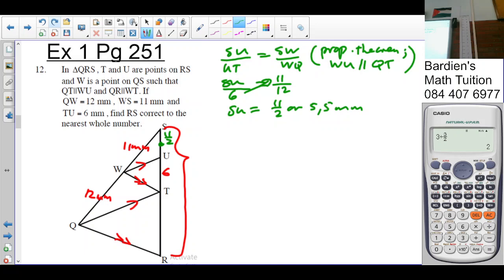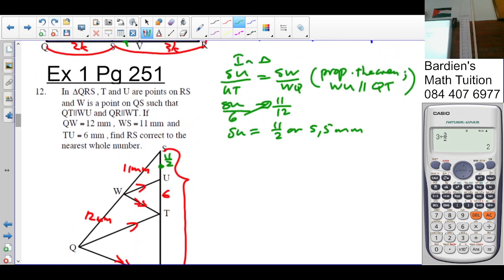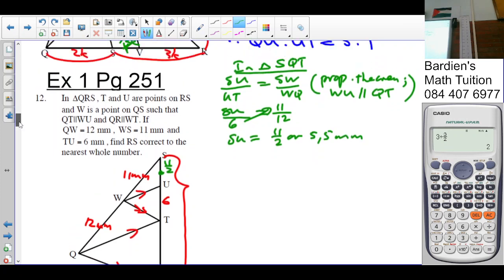Now what? Now we have, I didn't name in which triangle I'm working. So this is in triangle SQT, you are right, absolutely correct. SQT.